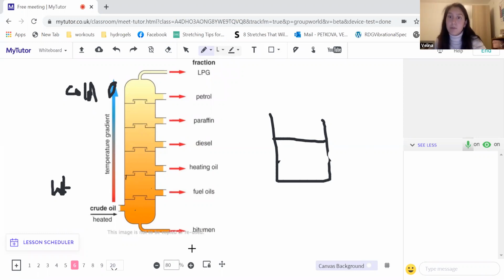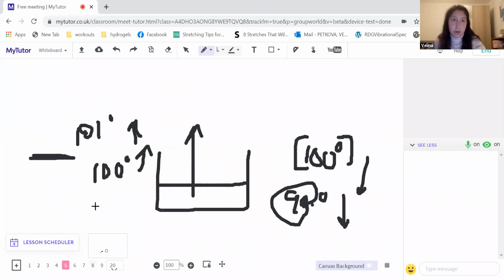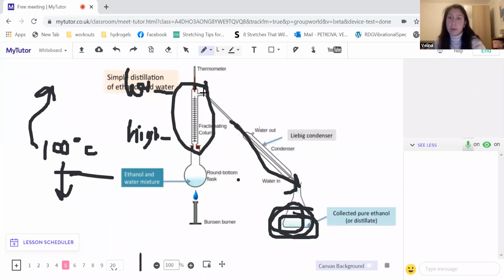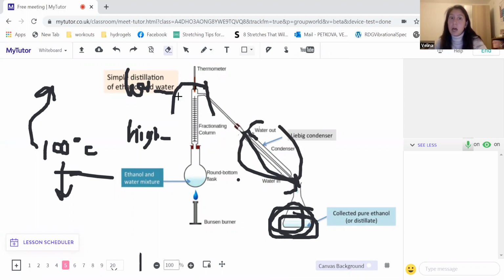And the difference between simple and fractional is that in fractional, you have this fractionating column. Where is it? It's up here. So fractional has this fractionating column, used for separating miscible liquids. Simple, you just go straight from this into your distillation apparatus, into your condenser, and that is when you're separating a dissolved solid from a solvent.